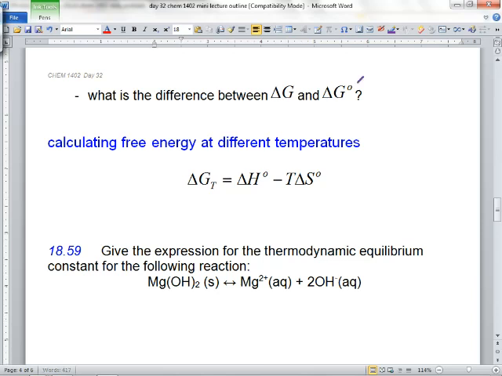25 degrees Celsius. This one is at 25 degrees Celsius and 1 atmosphere. They call those what conditions? Standard. Right? STP. Standard temperature and pressure. That's what the little zero means. That means you can use the table. Delta G just means you're not at standard conditions, so you can't use the table.